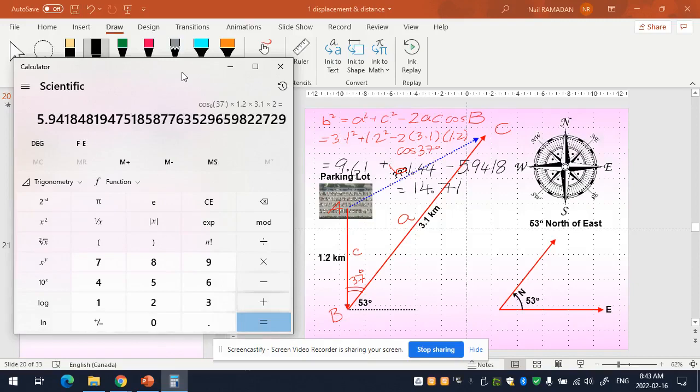Oh, what do you mean by the whole thing? Oh, the whole thing in one shot. Okay. So, yeah, that doesn't make sense. 9.1 plus, oh, I made a mistake. You're right. That shouldn't be 14.71 because 9 plus 1 minus 5 cannot give you 14.